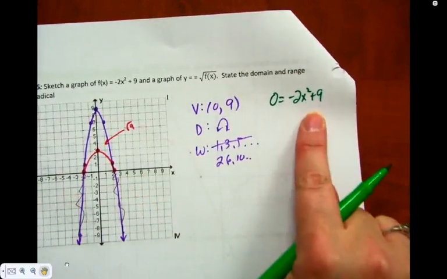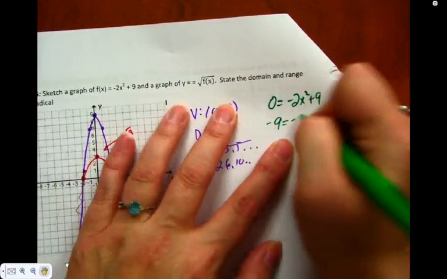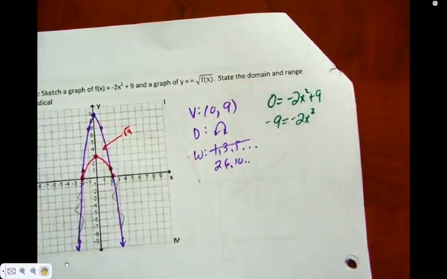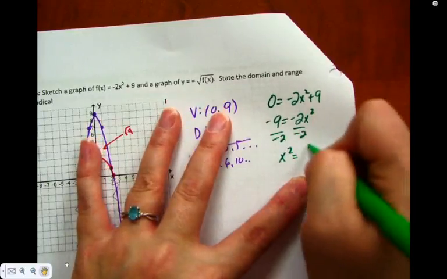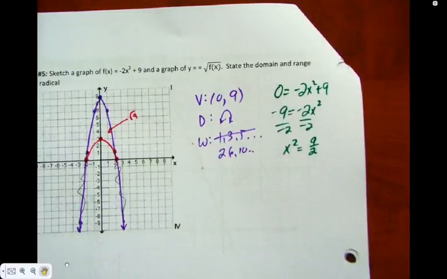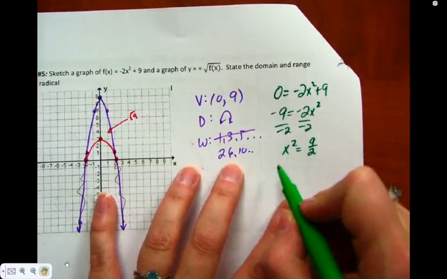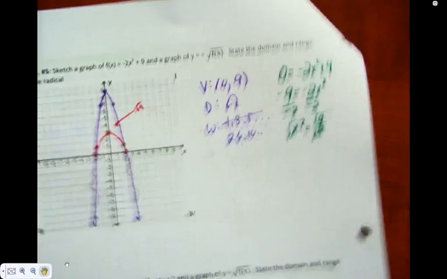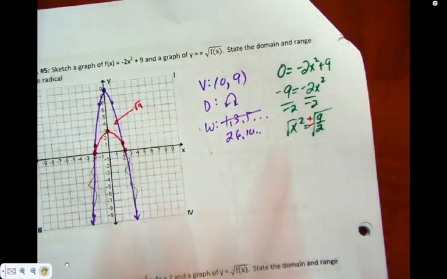I'm going to take the 9 over to the other side. How do we get rid of plus 9? Minus 9. How do I get rid of a coefficient of negative 2? Divide by negative 2. How do I get rid of a squared? What's the opposite of squaring something? Square root. Grabbing my red pen, what was the thing we preached over and over last year? Whenever you put a square root, what has to go? Plus and minus.